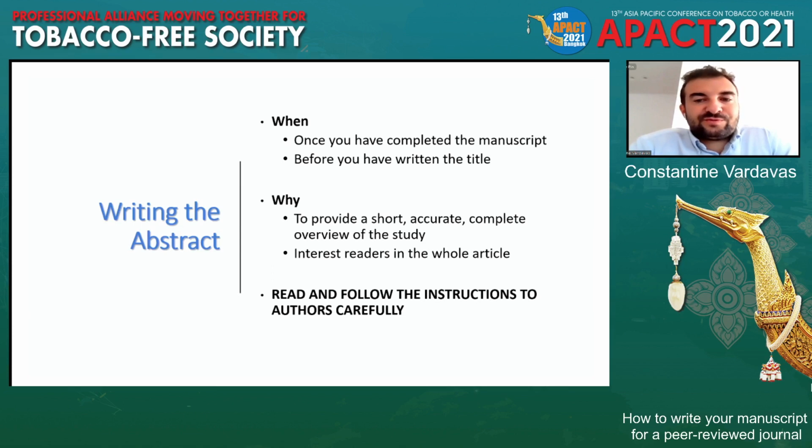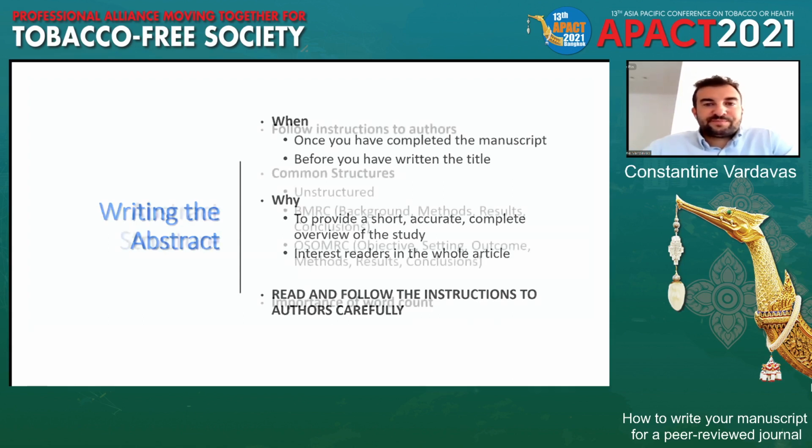And you should provide a short, accurate, and complete overview of the study in the abstract. And it should give interest to the readers for them to read then the full text of the article, and then of course cite you in the future. And make sure you read and follow the instructions of the authors very carefully.